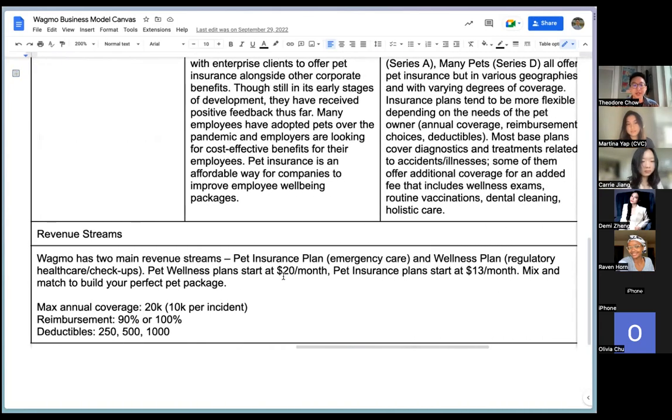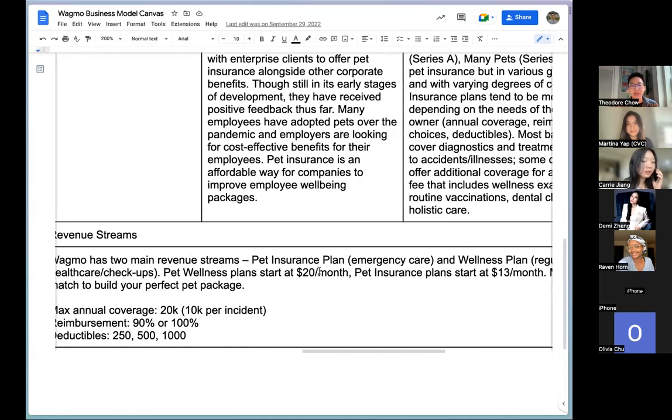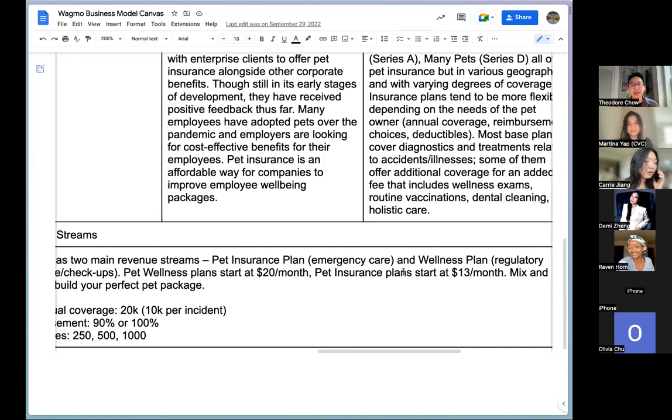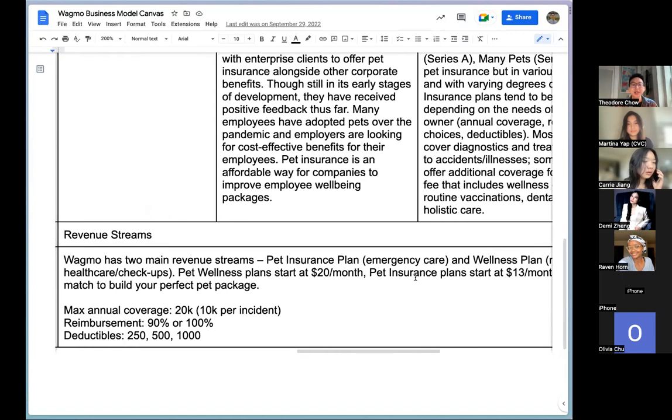And then revenue streams. So this I could talk a little bit more about because this is on their website. Essentially, they have two revenue streams, the pet insurance plan as well as the wellness plan. It starts at $20 a month for the wellness, and pet insurance starts at $13 a month. It also depends on the existing conditions that your pet has. So if your pet has a lot of chronic illnesses, the insurance plan might be a little bit more because they expect them to go to more visits to the vet, for example, and thus there's a higher likelihood that you're going to use the reimbursements more. But yeah, so these are different options that are provided on the website.